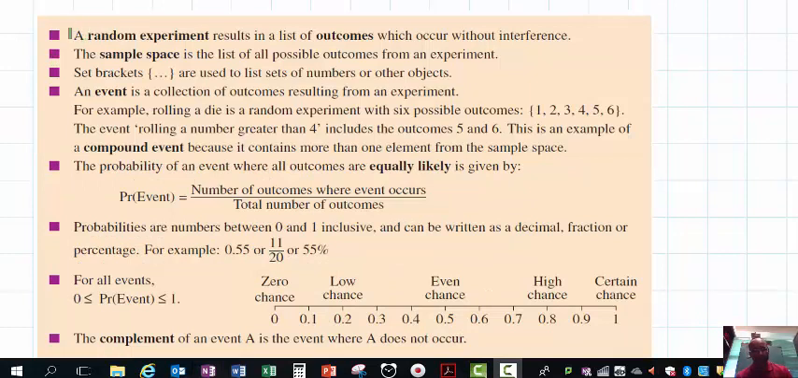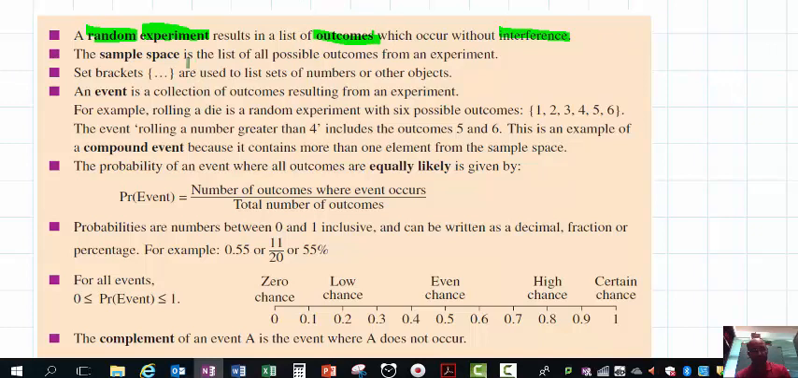Now that you've done that, let's have a look at some terminology. So a random experiment is important to identify and maybe even design, and we have a random experiment when the results happen without interference or there's no conscious decisions. It happens purely by chance. So outcomes happen purely by chance only.